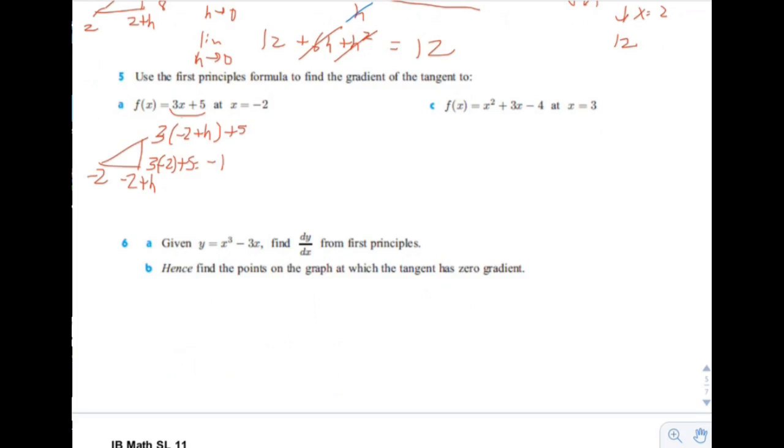Okay, and so now we're going to write out the limit of the function as h approaches 0. I'm just going to expand this out, okay?